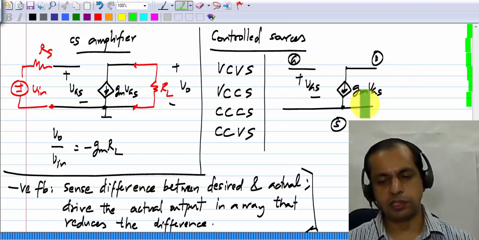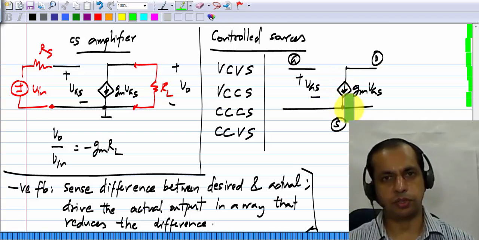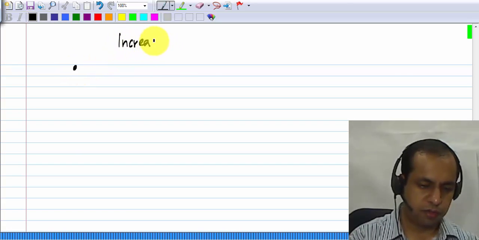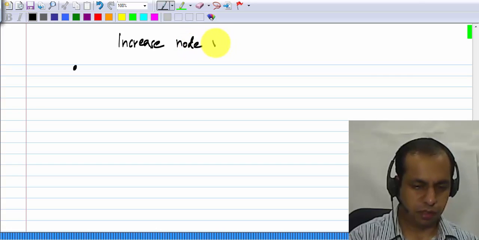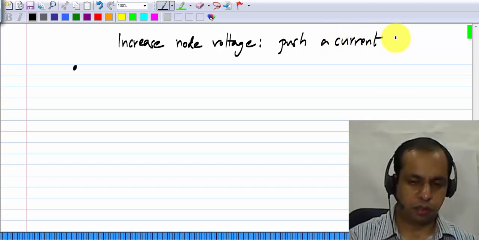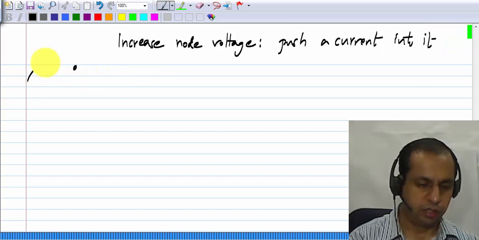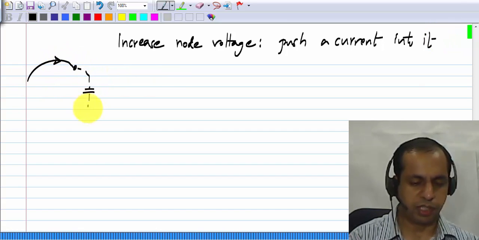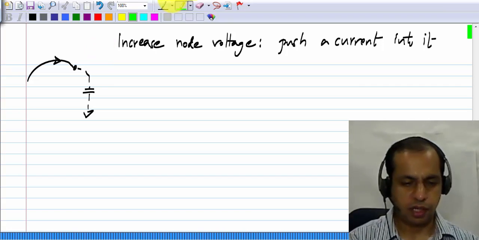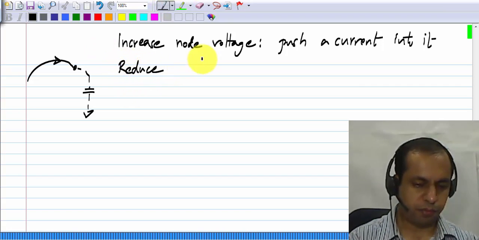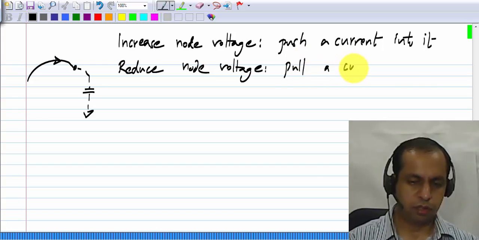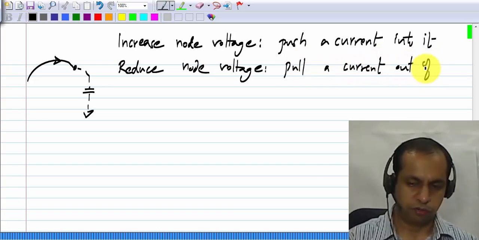How do we do that? The MOS transistor by itself is a current source, that is, a controlled current source. We can still control voltages with it. So if you want to increase the node voltage, you have to push a current into it. Okay, this we have seen earlier. You can always imagine a parasitic capacitance and the current flowing into that parasitic capacitance, and eventually the voltage will rise. And similarly, if you have to reduce the node voltage, you pull a current out of it.